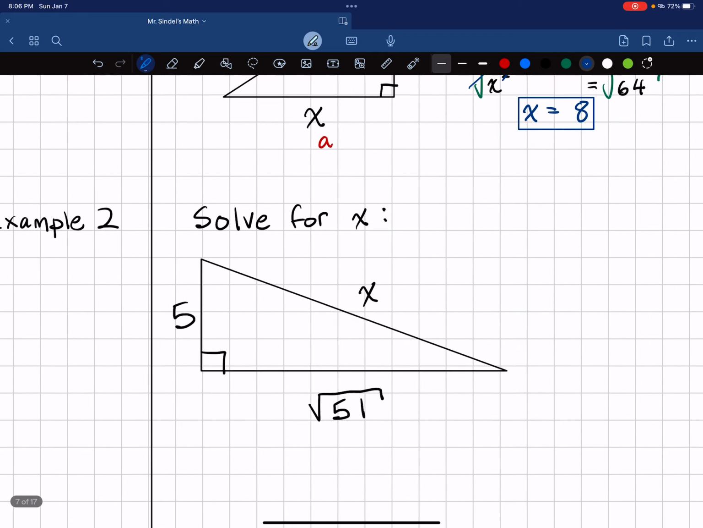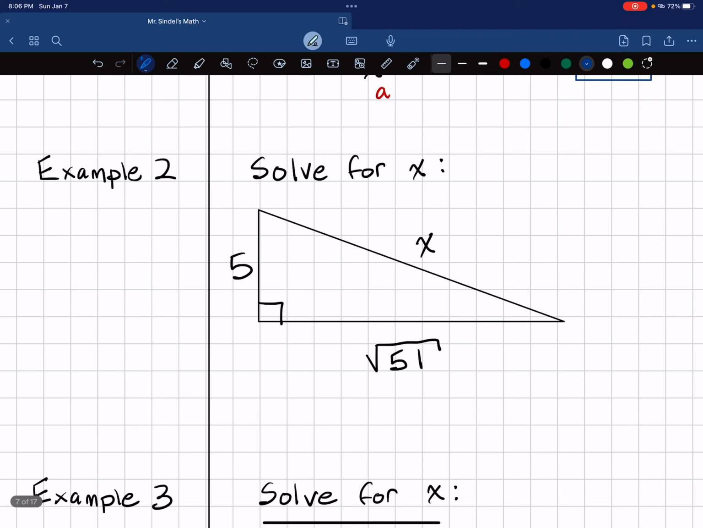All right, in example number 2, I have another triangle. This one is a little bit different though, because one of the side lengths has a square root. In this case, I have 2 legs and I do not know the hypotenuse. How do I know that it's the hypotenuse? It's the one that is across from, or opposite, this 90-degree angle. It is the longest, diagonal side. So I know that I have a leg squared and a leg squared, and that's going to be equal to x squared.